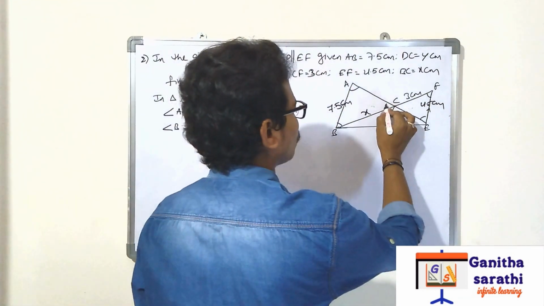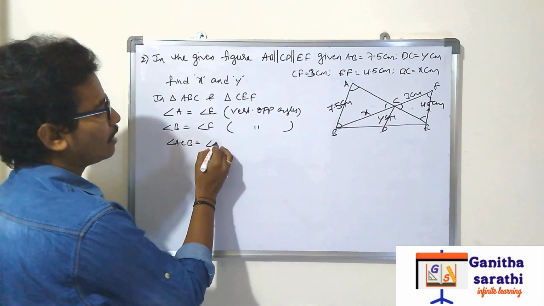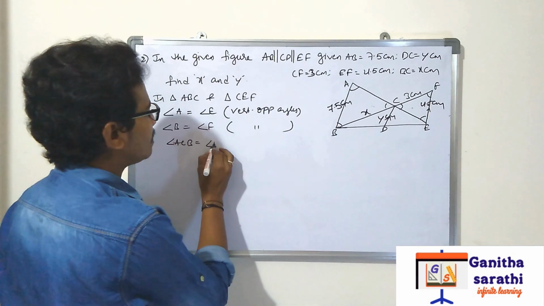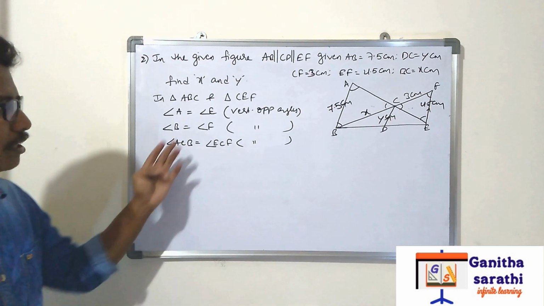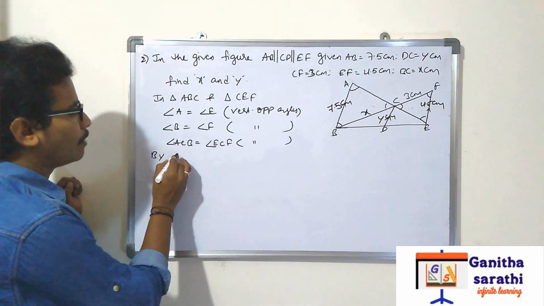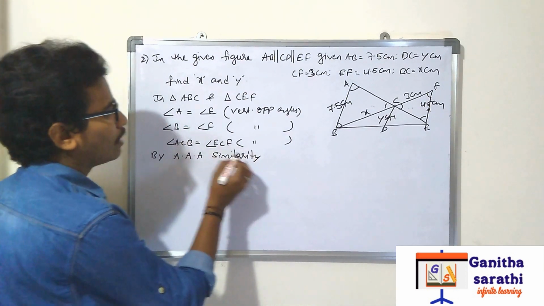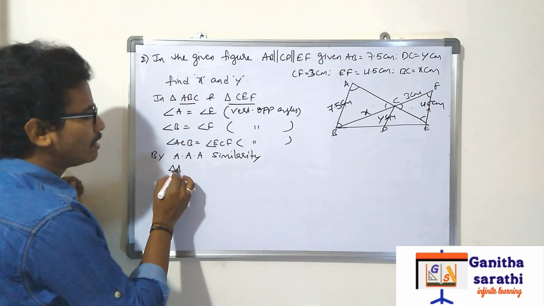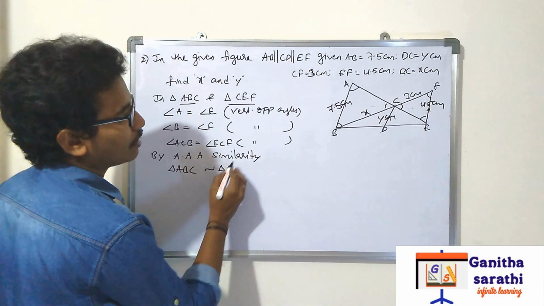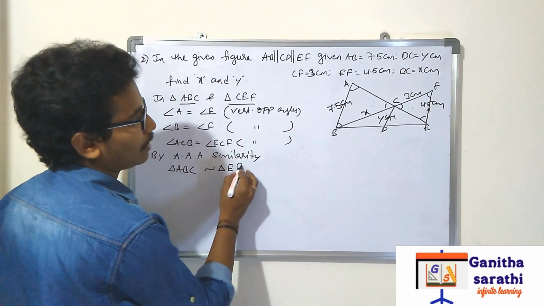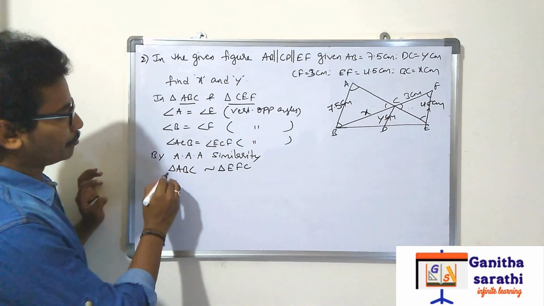Next you can take these two angles. Angle ACB is equal to angle ECF. This is also vertically opposite angles. So by angle similarity, we have proved that the two triangles, triangle ABC is similar to triangle EFC. So this is a similarity.